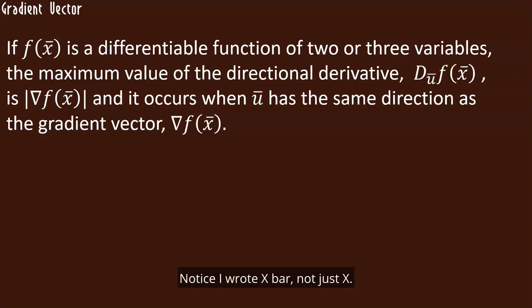Notice I wrote x bar, not just x. That's because it represents the point in 2 space or 3 space or 4 space. That represents the vector point, not just a single x. So why is this true?